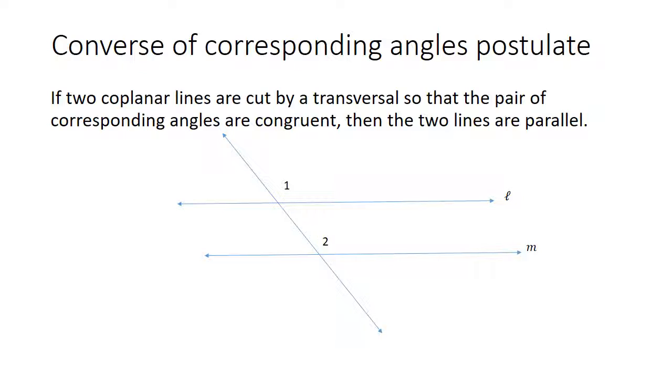So you're taking what we did in the last section and showing that the opposite is true as well. If you've got two corresponding angles that are congruent, then the two lines that are being cut have to be parallel. So in this case, if angle 1 and angle 2 are congruent and they are corresponding angles, then L has to be parallel to M. Now remember, the way we would say that two lines are parallel is we'd say L is parallel to M.